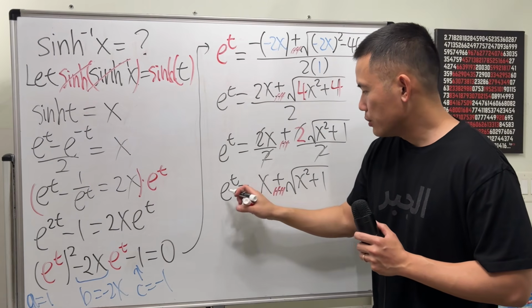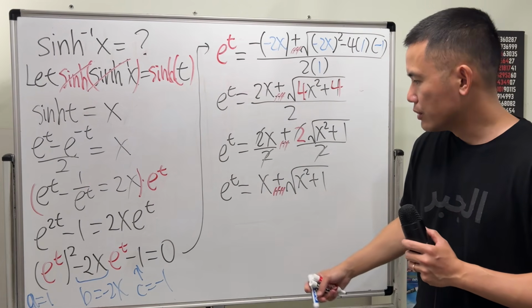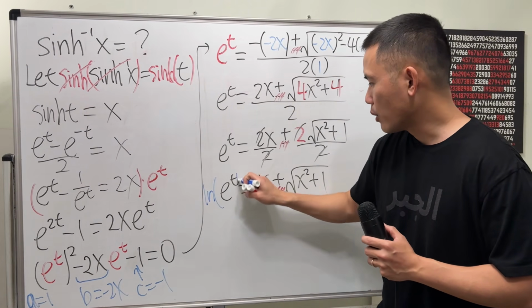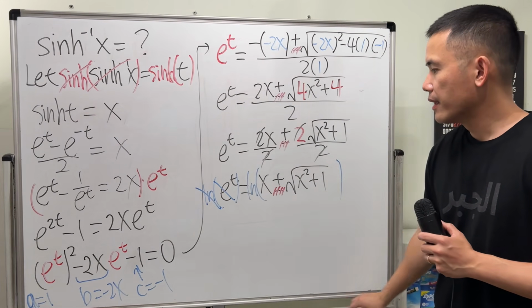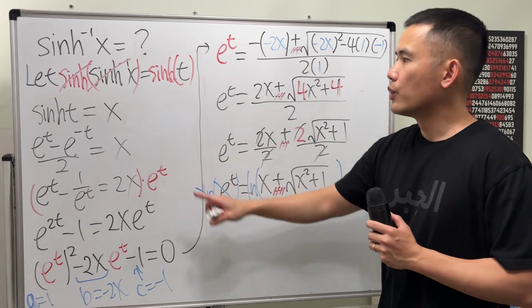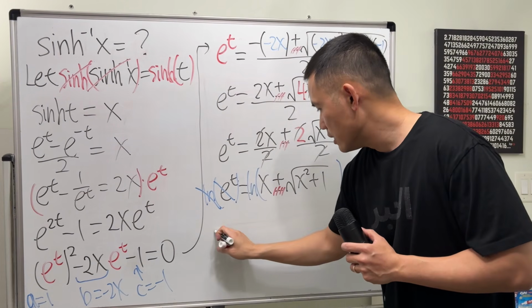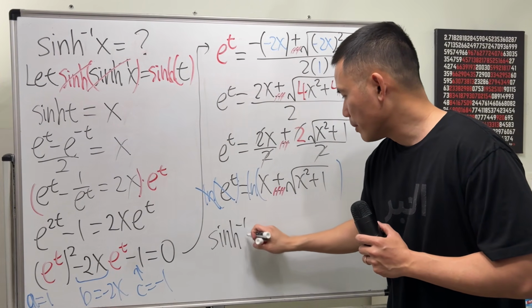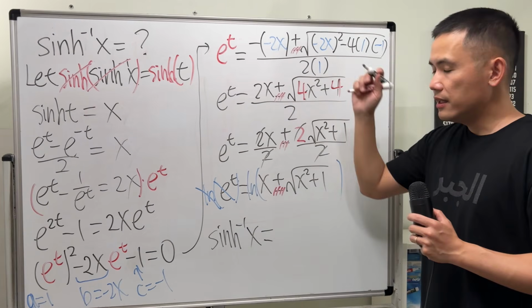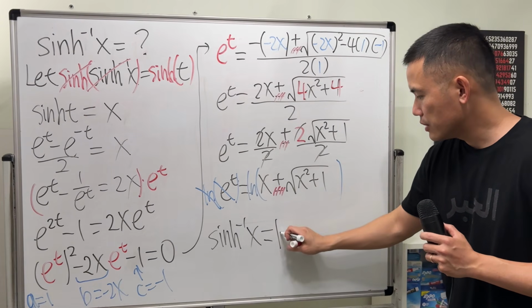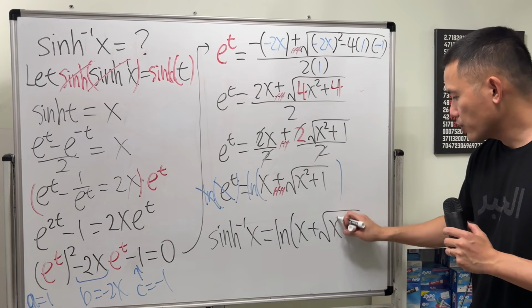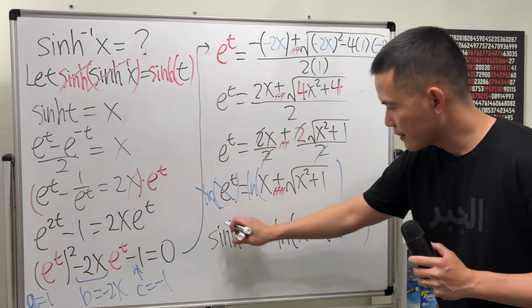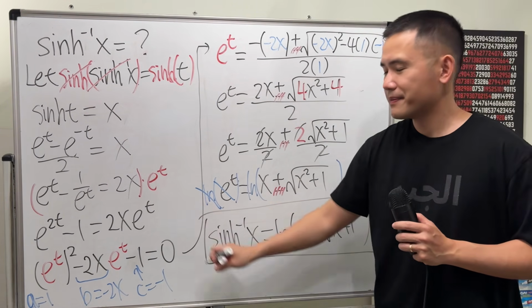Now we have e to the t is equal to this. All we have to do is take the natural log of both sides so that we can get rid of this, and we get the t by itself. T is the inverse hyperbolic sine function. And ladies and gentlemen, that is actually the same as ln of x plus square root of x squared plus 1. And that's it.